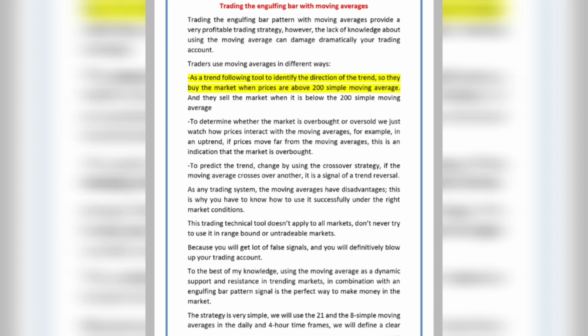As a trend following tool to identify the direction of the trend, so they buy the market when prices are above the 200 simple moving average, and they sell the market when it is below the 200 simple moving average. To determine whether the market is overbought or oversold, we just watch how prices interact with the moving averages. For example, in an uptrend, if prices move far from the moving averages, this is an indication that the market is overbought. To predict the trend change by using the crossover strategy, if one moving average crosses over another, it is a signal of a trend reversal.